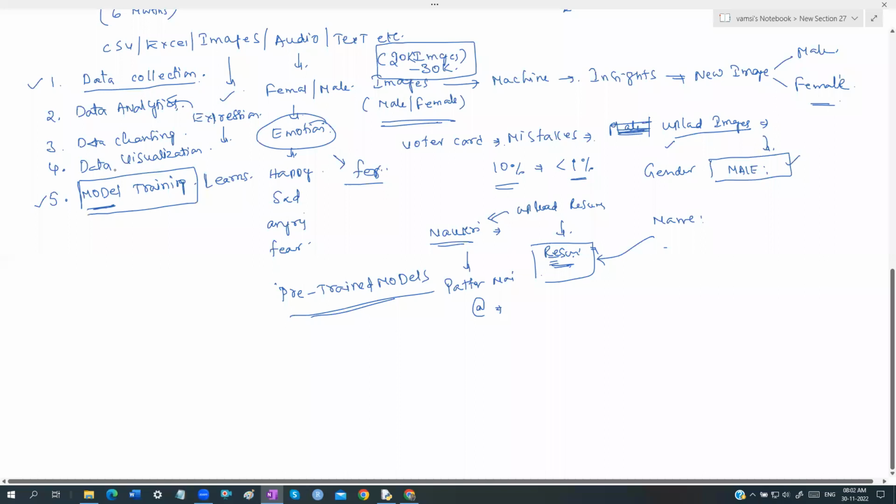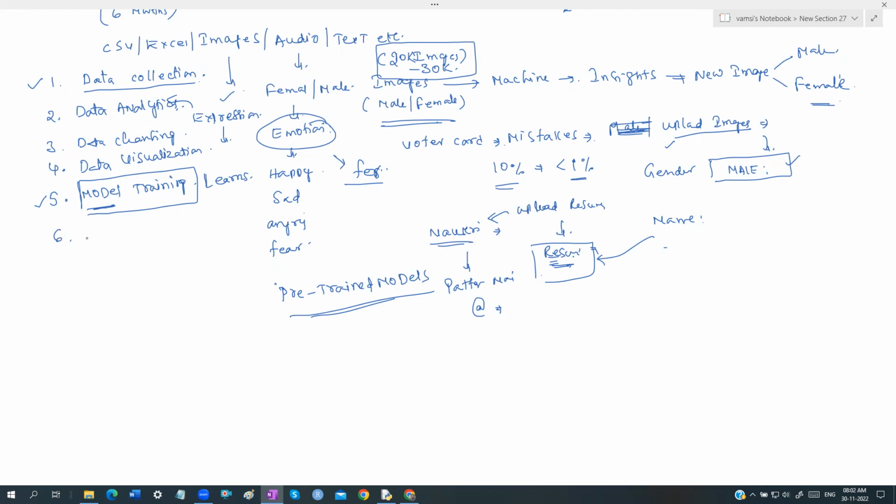Who is going to do the data collection? User has to do that. Data analytics, who will do that? User will do that. Data cleansing, user has to do. Data visualization, user has to do. Once the model has been trained, the model will learn from the data. But how effectively has it learned? We cannot say that, guys. The machines may learn properly, machines may not learn properly.